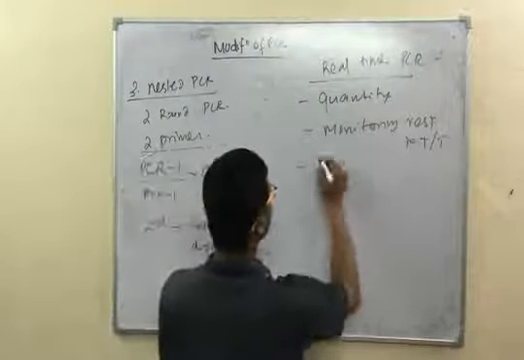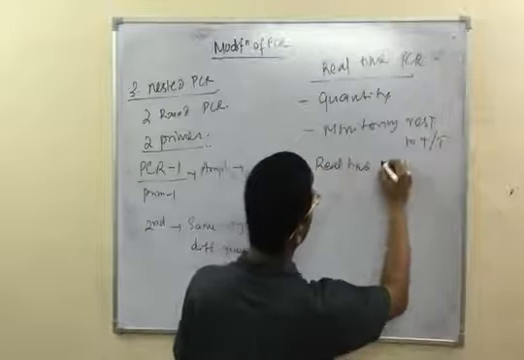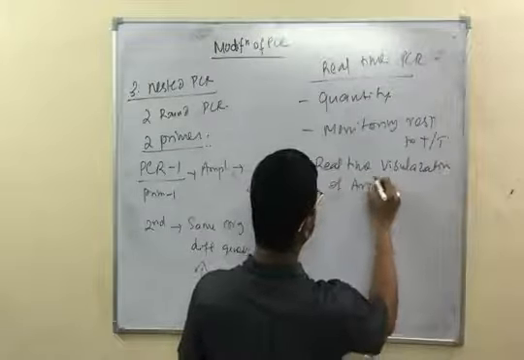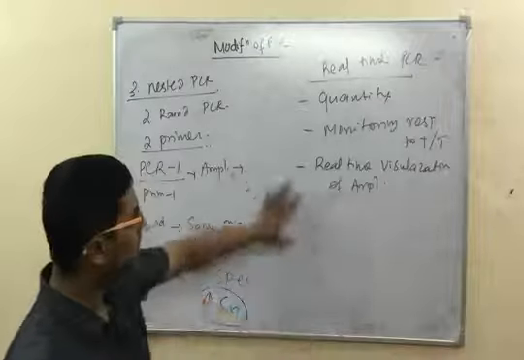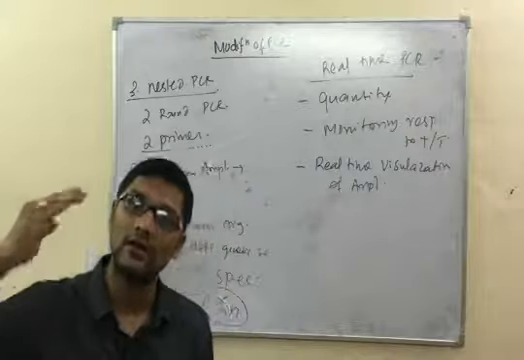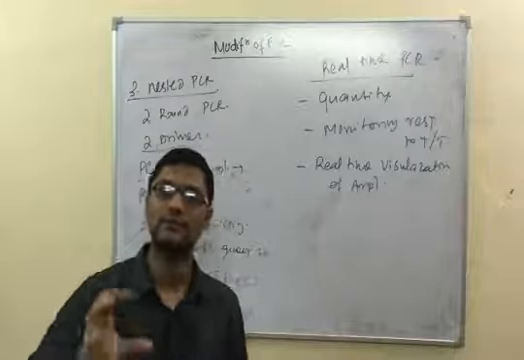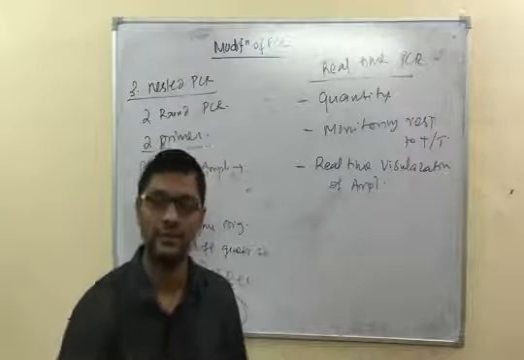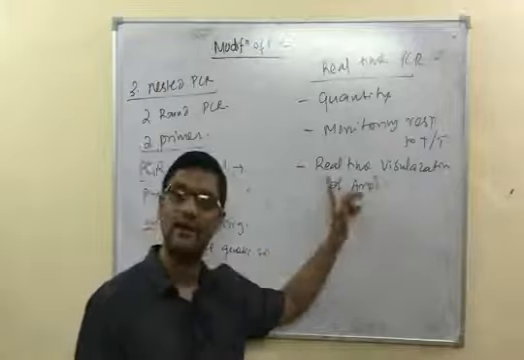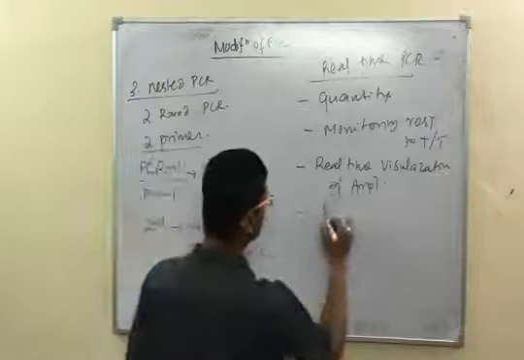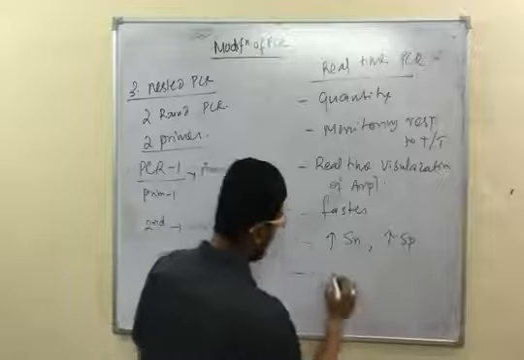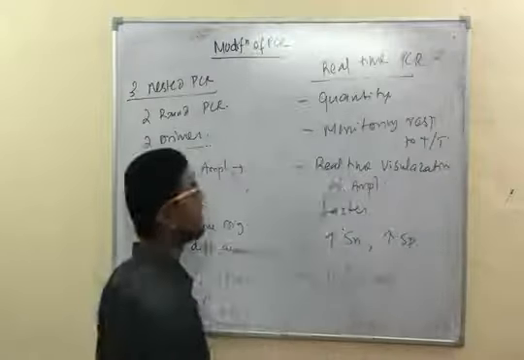And please remember, here you are doing real time visualization of amplification. The basic difference between a conventional PCR and a real time PCR is that in conventional PCR you will know whether amplification has taken place or not only after the end of gel electrophoresis. After that, if you can see the bands, then you can say that yes, amplification had taken place. Whereas in real time PCR, while the amplification is going on, you can visualize the amplification on a real time basis. That is why it is much faster than the conventional PCR. And of course, it is more sensitive and more specific than conventional PCR. Also there is less chance of contamination as compared to a conventional PCR.